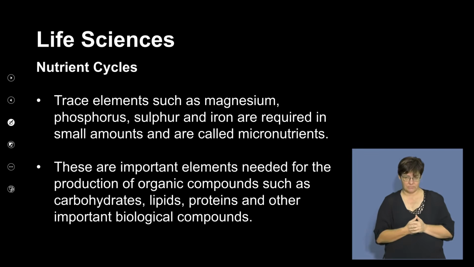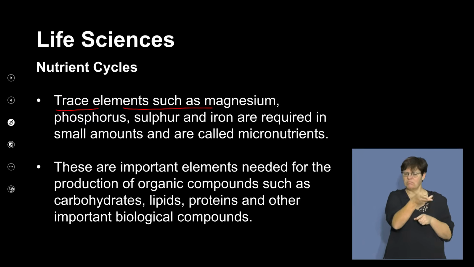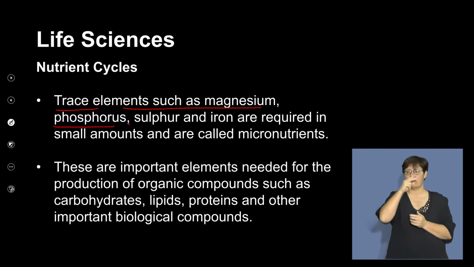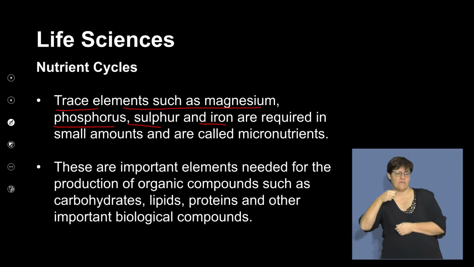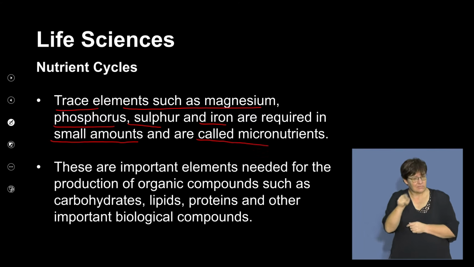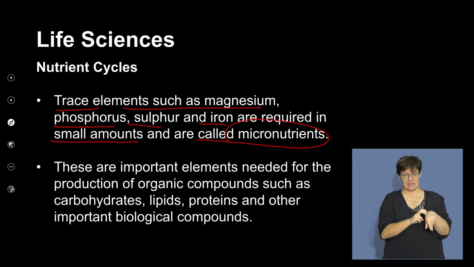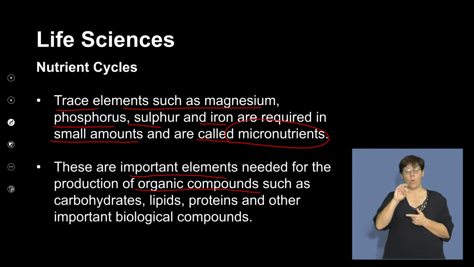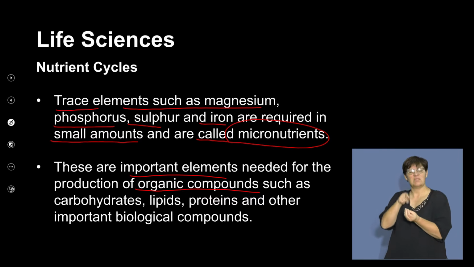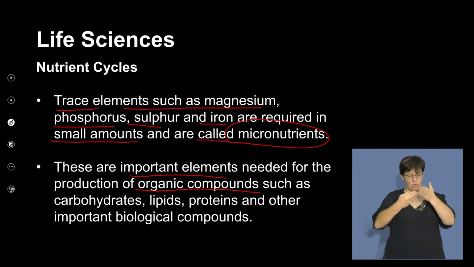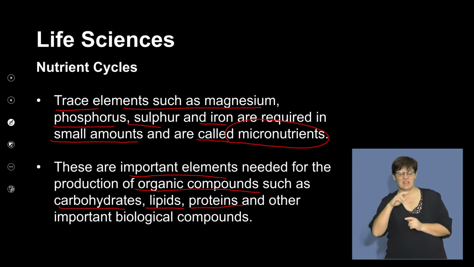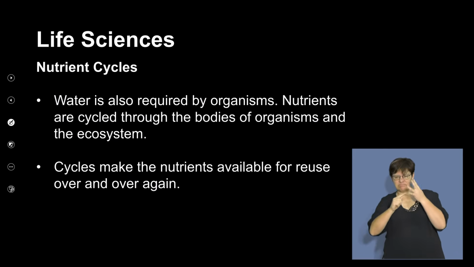There are other nutrients that are required in smaller quantities, and those are called trace elements. And these are elements such as phosphorus, sulfur, iron, and other elements that are really required in micro quantities, and hence we say these are essential but in very small quantities. And these are important elements that are needed for the production of your organic compounds. And organic compounds, we refer to those that are produced through a biological process, and examples of those are carbohydrates, lipids or fats, your proteins, and other important biological compounds.